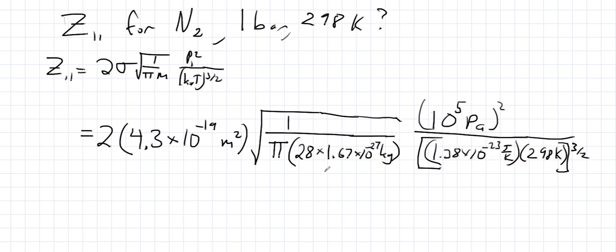And we plug all that in, we end up with Z11 is equal to 4.3 times 10 to the 34th collisions per meter cubed per second. So we can see that they're not just billions or quadrillions of collisions per second in a 1 meter cube size of air. There's a huge number of collisions, so there's constant collisions of gas molecules at normal temperatures and pressures.